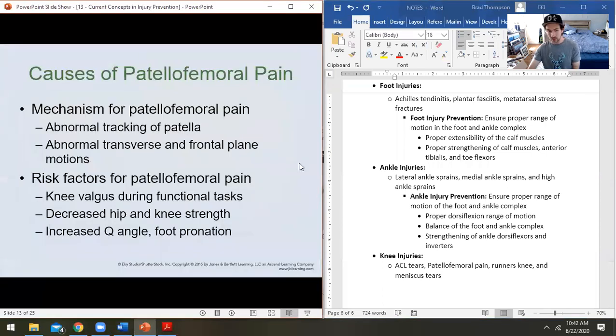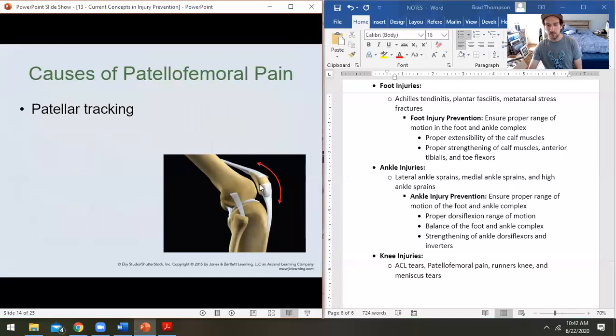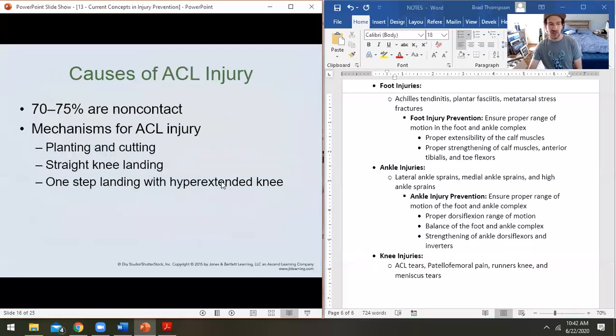So what do you think we're going to see that is a risk factor? Excessive knee valgus, right? Abnormal tracking of the patella in either the transverse or frontal planes can lead to that. Knee valgus is huge. Decreased hip and knee strength is huge, or an increased Q angle or increased foot pronation, and an increased Q angle is going to be part of that knee valgus. So that's your patellar tracking there.